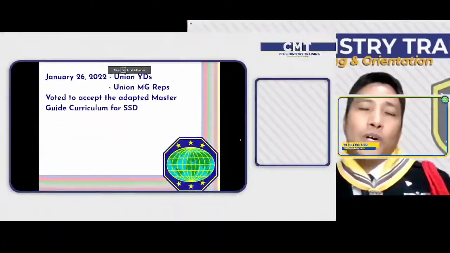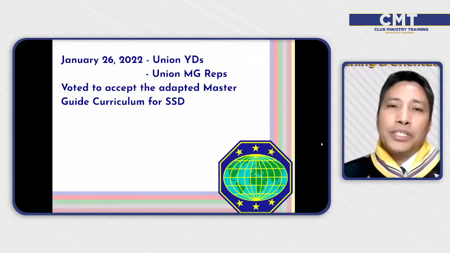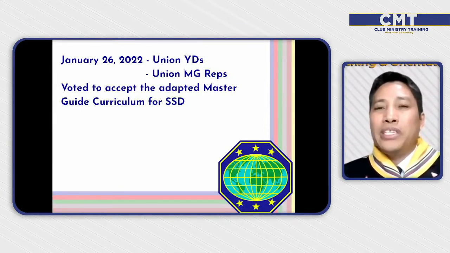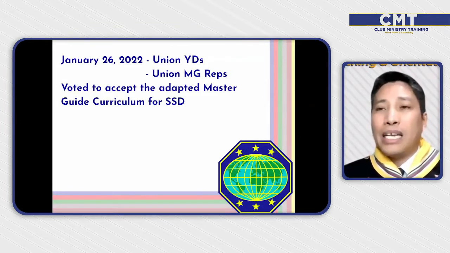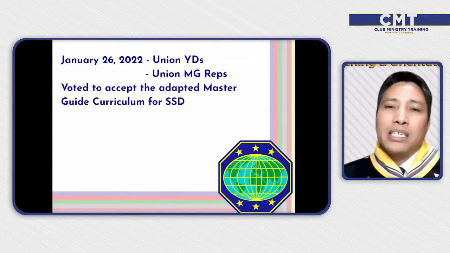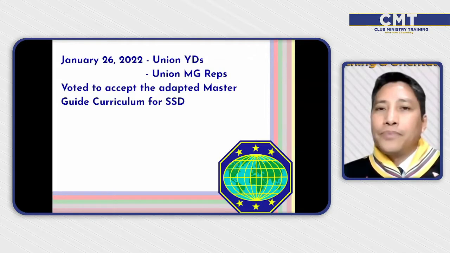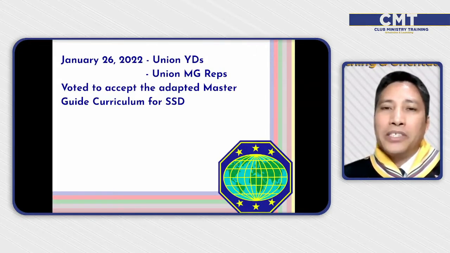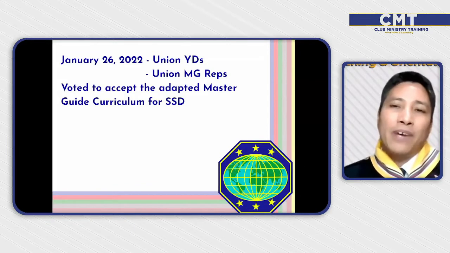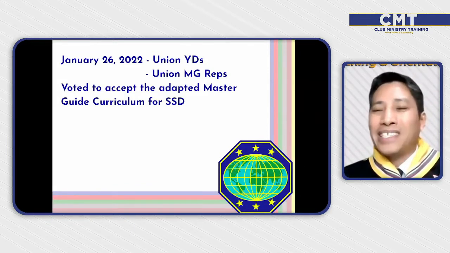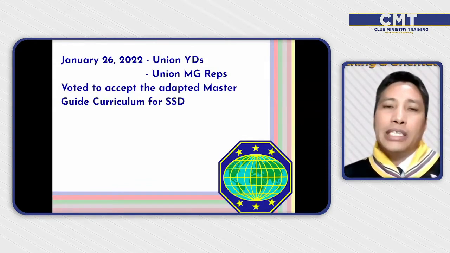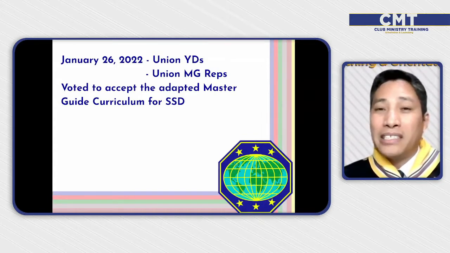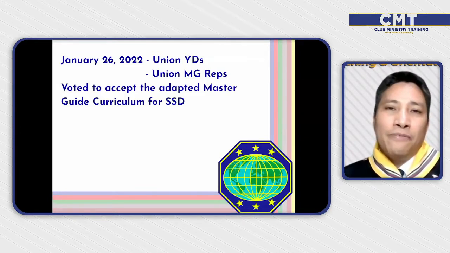Okay. So in that meeting, all the union youth directors, these are the new ones, and together with the union master guide representatives, that means that in the past 2 years, we have had master guide representatives from each union helping out in all the activities for master guides and pathfinders. And that's why we have also a pathfinder coordinator for SSD, and that is Master Guide Jimmy. Later, he will be presenting something more detail for the CMT. And then we have the one who facilitated our question and answer, Master Guide Oswald. He is the SSD Adventurer Coordinator.